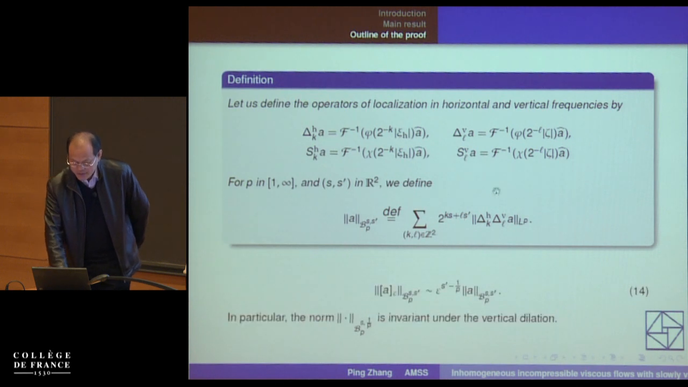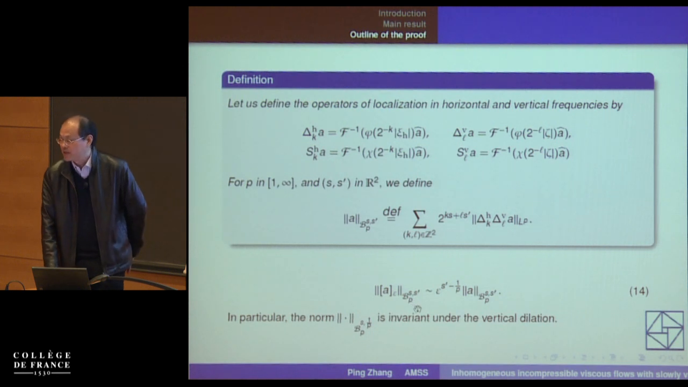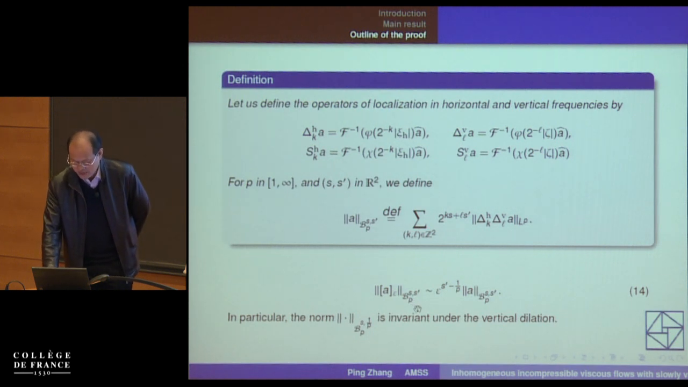Because this is a homogeneous dyadic operator, it's easy to check that this bracket of a epsilon in this anisotropic Besov norm is equivalent to epsilon to the power of s' minus 1 over p times this a of B^{s,s'} norm. So in particular, it's easy to check this norm, with the index s' equals 1 over p, is invariant under the vertical dilation. It's easy to check by its definition.